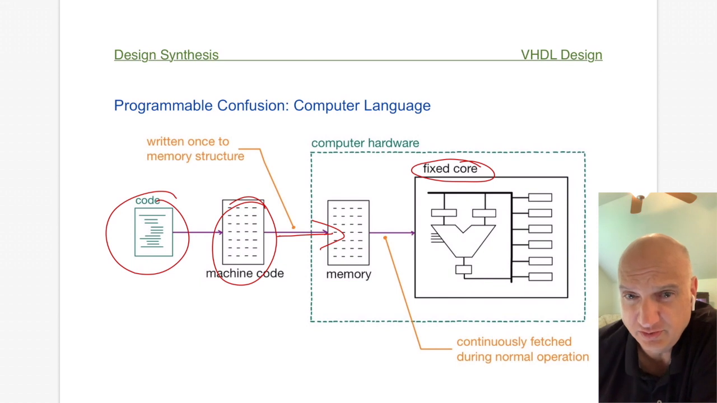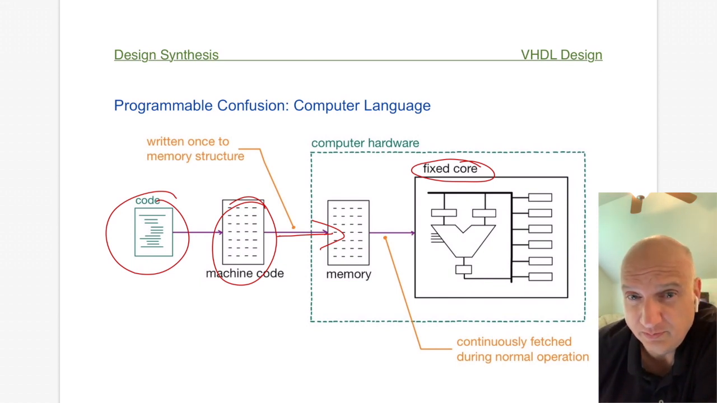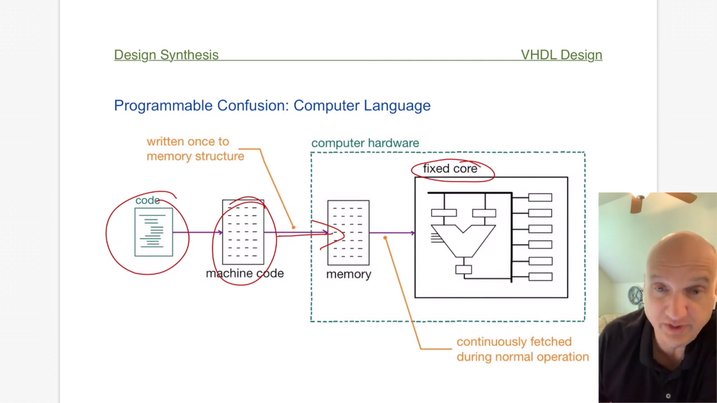So here's the big deal. We're fetching one machine code instruction at a time. Sorry, I'm confusing that with an intermediate language like Java. Anyway, it takes the machine code and reads it into the processor core, and the core executes that code based on how it's been pre-designed.